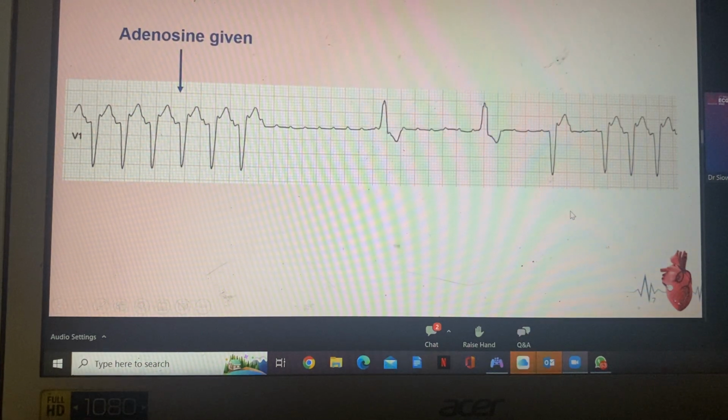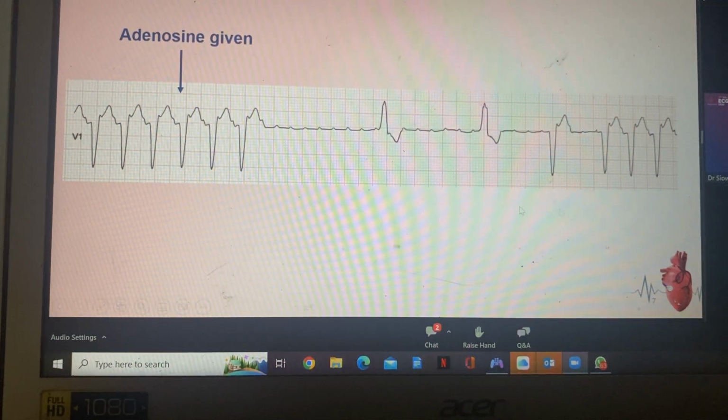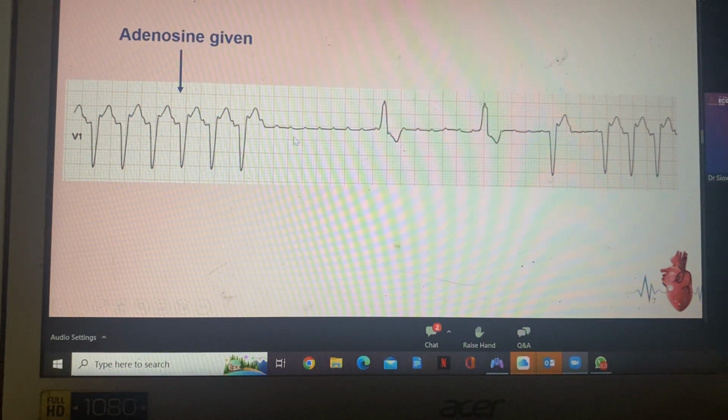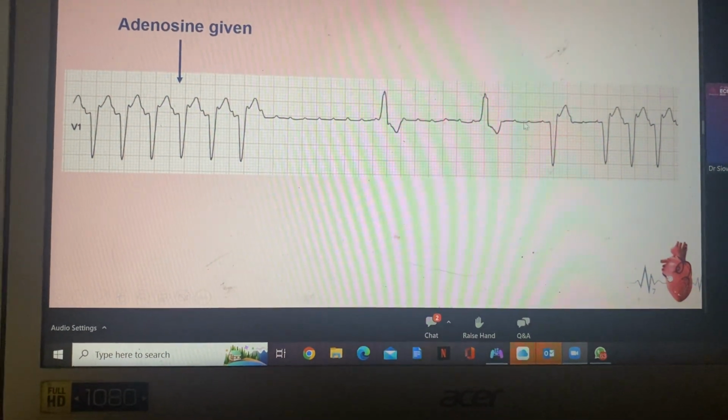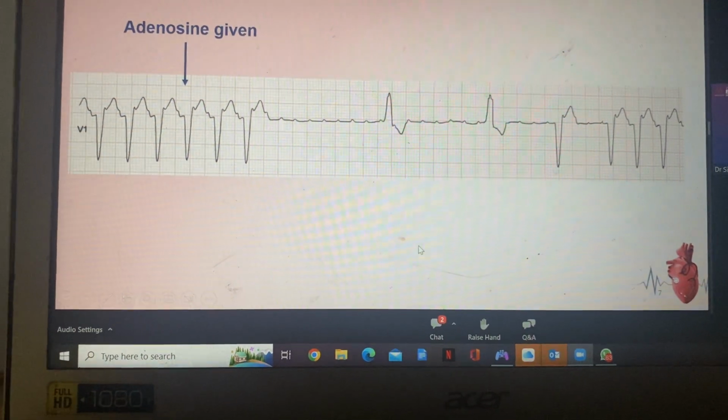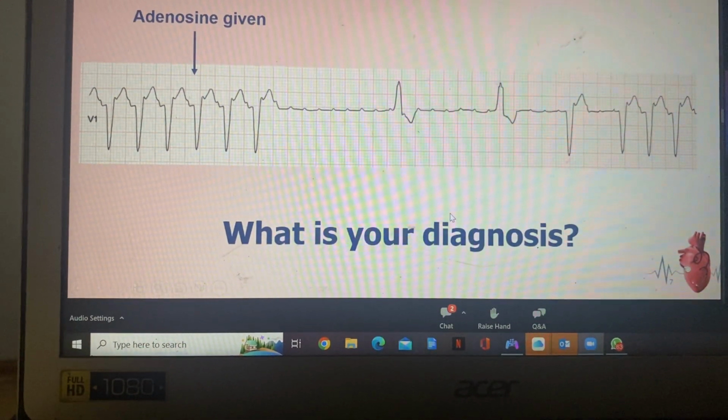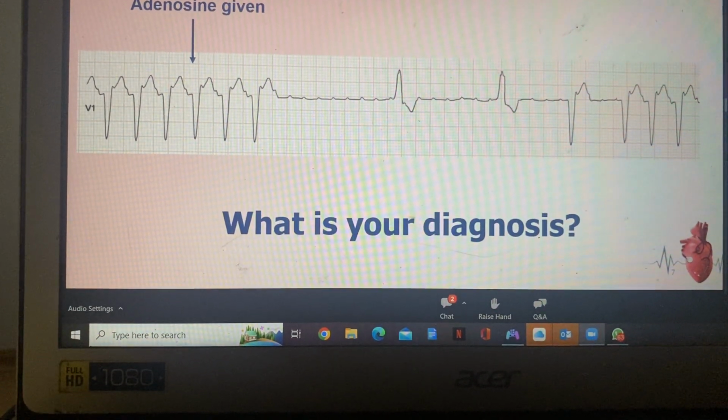So you give IV adenosine here, and you can see some small bumps, and then there's a QRS complex, then it resumes again. So what is your diagnosis? I'll give you some time to look at the strips.